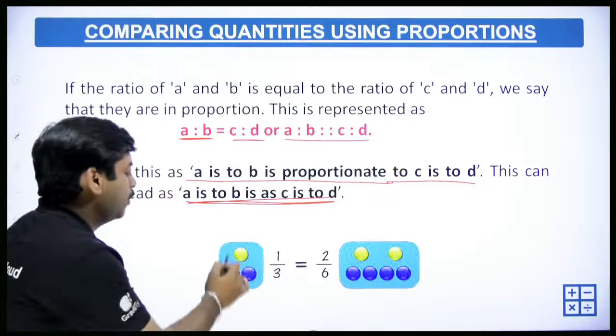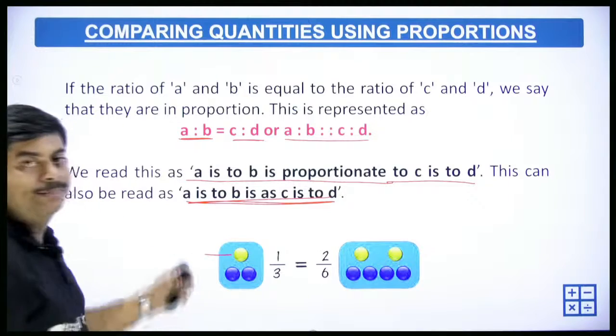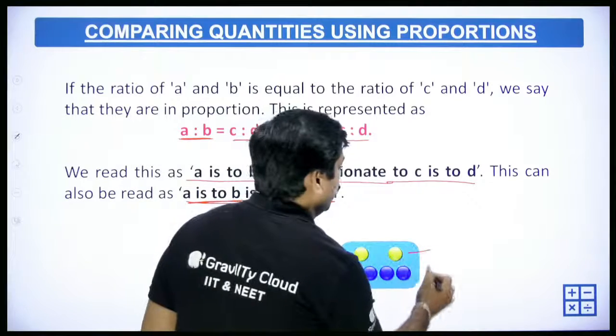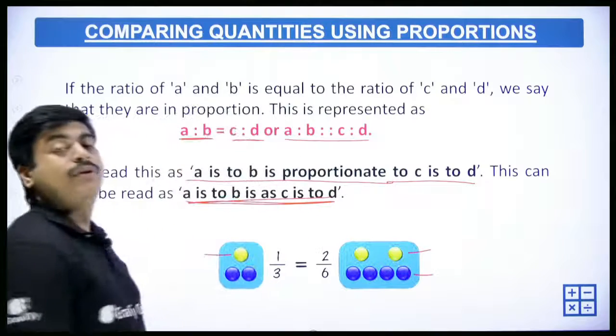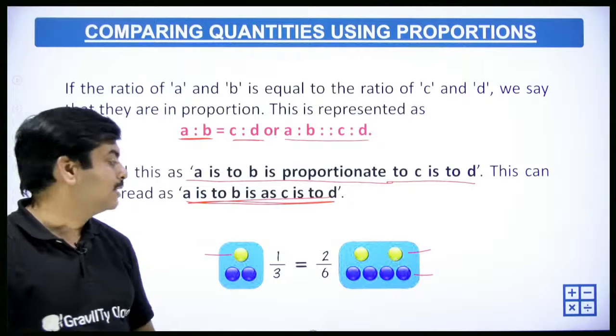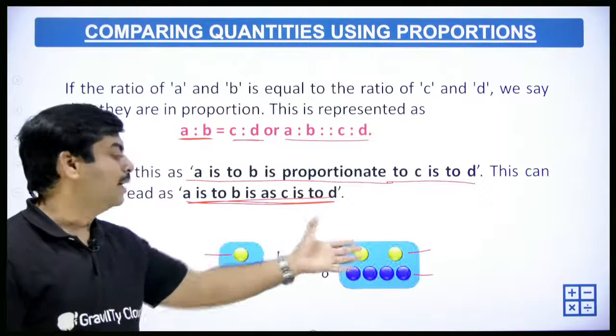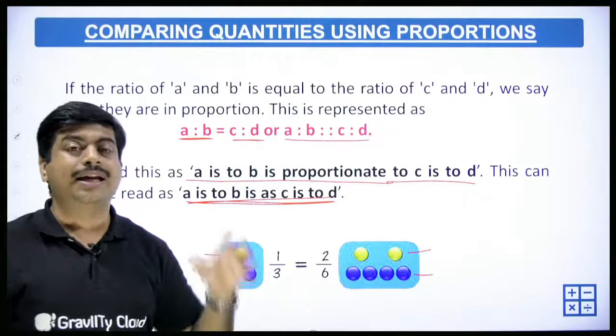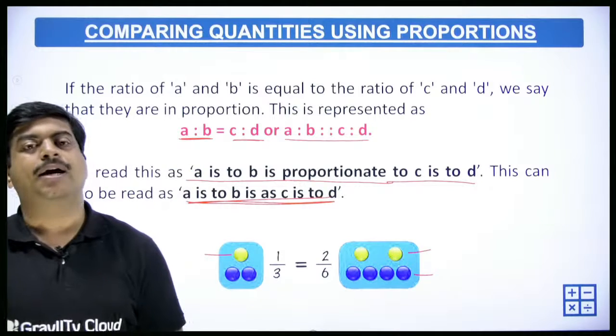Here we have 3 balls, of which 1 is yellow and 2 are blue, and 6 balls, of which 2 are yellow and 4 are blue. If you find the ratio of yellow balls, here it is 1 by 3, here it is 2 by 6. Both are the same. We say these two are in proportion.